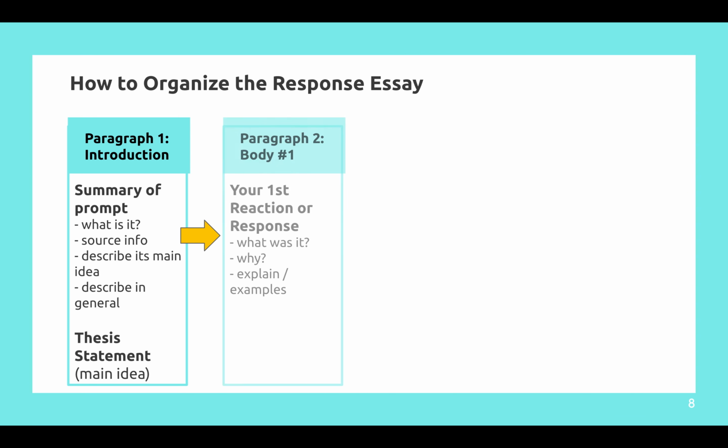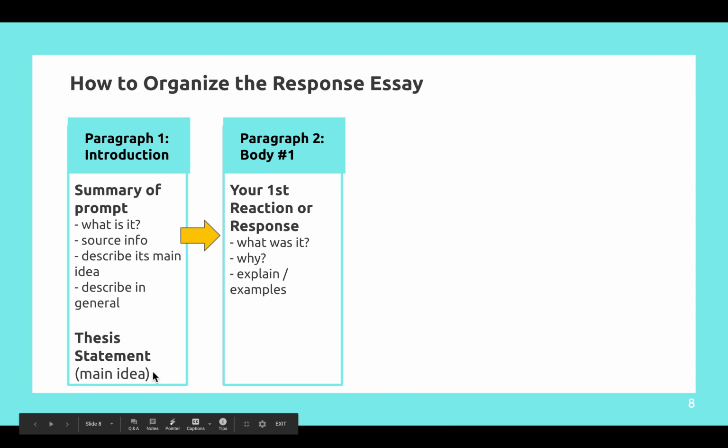After the introduction paragraph, we have the body paragraph number 1. In body number 1, we're going to tell your first reaction or your first response that you talked about in the thesis statement. So for example, let's say in my thesis statement, I said, this photograph makes me feel worried, but also secure. Worried, but also secure. So my first reaction is going to be why the photograph made me feel worried, right? Because that was my first reaction from the thesis.